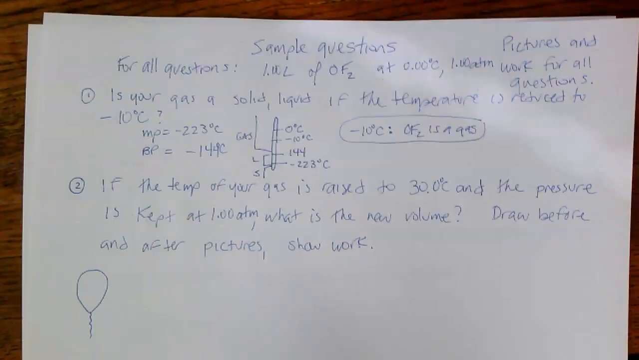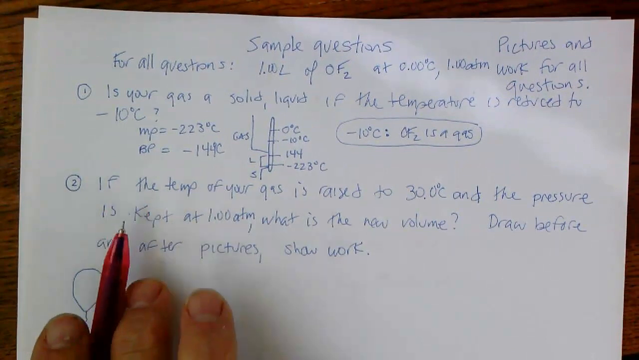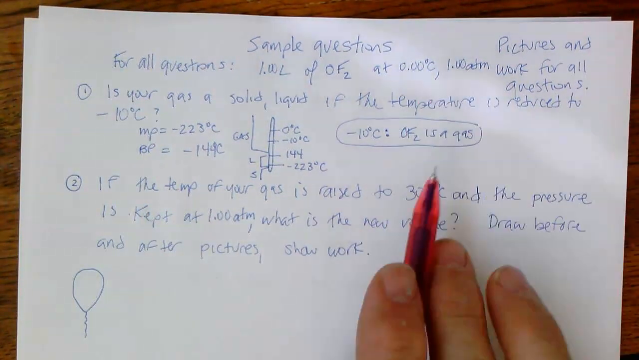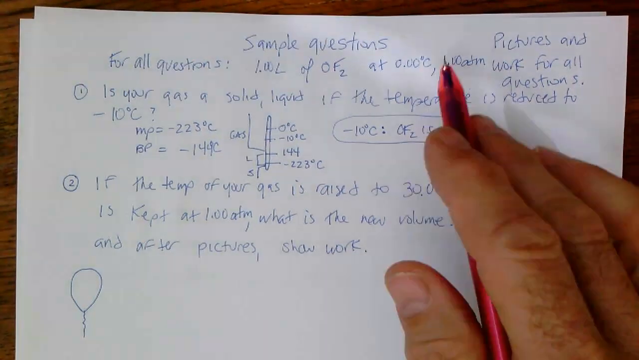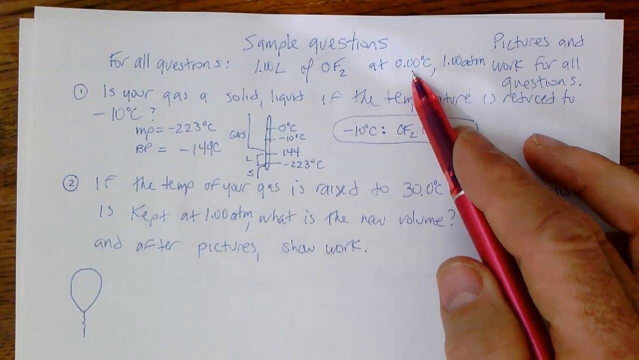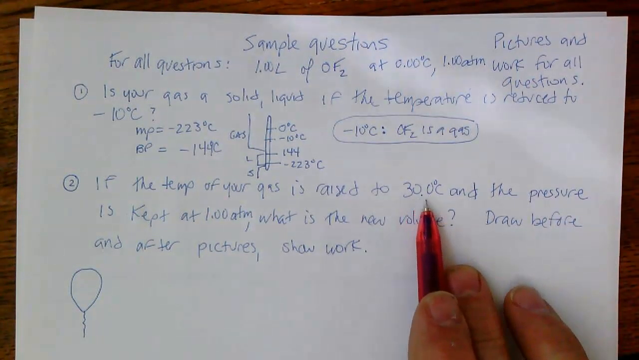Okay, let's solve a problem. If the temperature of your gas, here I'll show the whole thing. If the temperature of your gas is raised to 30 degrees, well, it was initially at 0. That sounds like it gets a lot hotter, but don't forget we need Kelvin. So we add 273 to get our Kelvin. We're going from 273 plus 0, to 273 plus 30, which is 303.